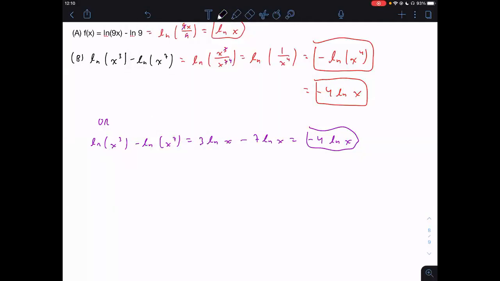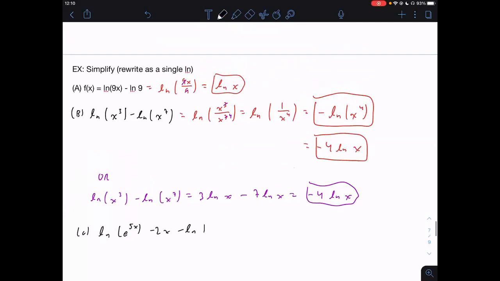Okay, one more here, part C. So for part C, we want to take the natural log of e raised to the 5x minus 2x minus natural log of 1. Okay, so let's look at that first term. Here we have the ln of e raised to some expression. Again, our base e of e raised to some expression.